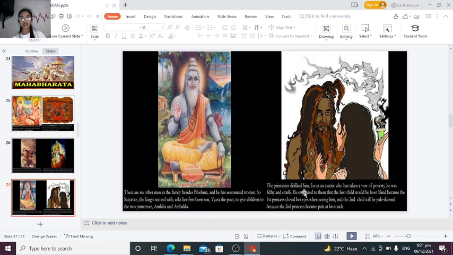The princesses disliked him, for as an ascetic who has taken a vow of poverty, he was filthy and smelled. He explained to them that the first child would be born blind because the first princess closed her eyes when seeing him, and the second child would be pale-skinned because the second princess became pale at his touch.